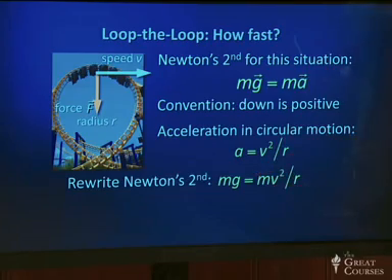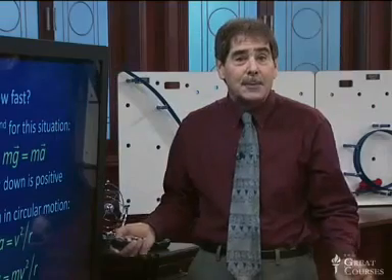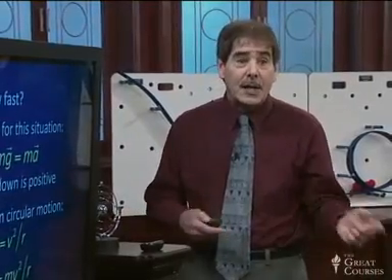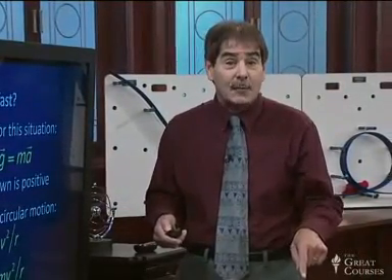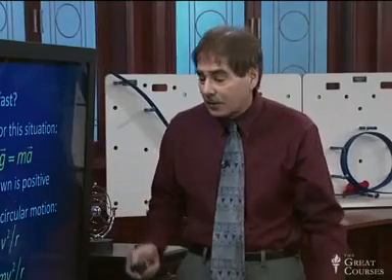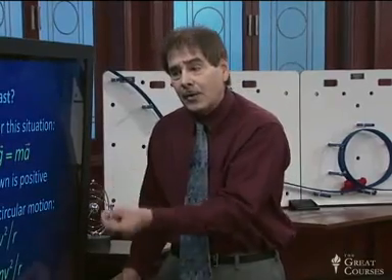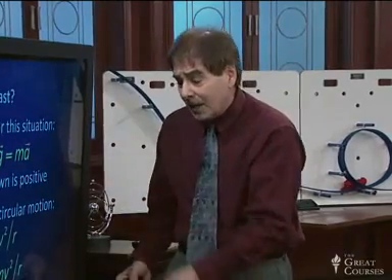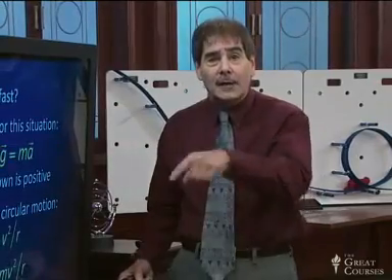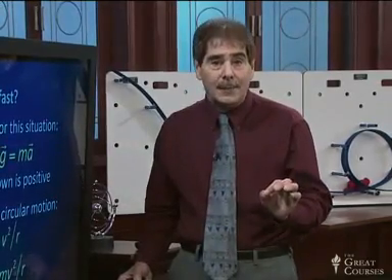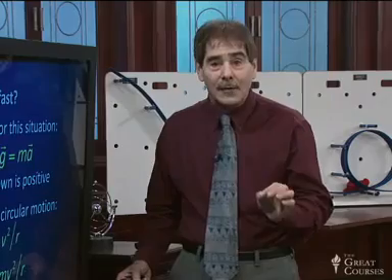Notice that the mass cancels. We're getting used to that happening in situations involving gravity, and that's again because all objects experience the same gravitational acceleration regardless of their mass. And we can finally solve that. We cancel the m, we get v squared equals gr if I multiply through by r, and I take the square root, and v is the square root of gr. So there's the answer. If you're going at speed v equals square root of gr at the top of the loop, you're going to be okay. You're going to just barely get around that loop.